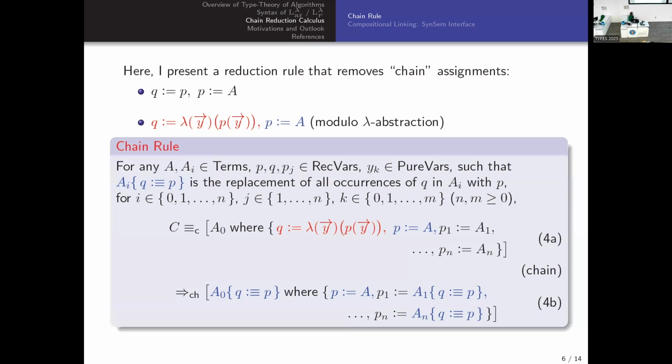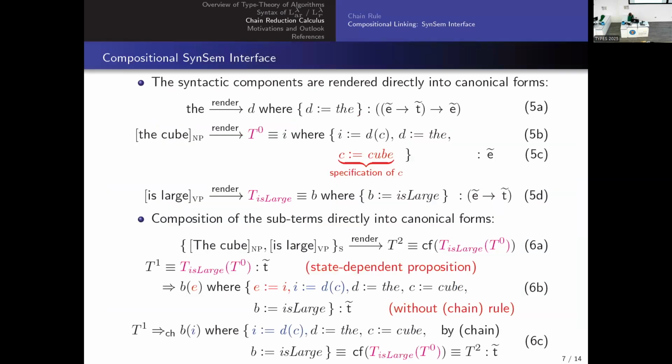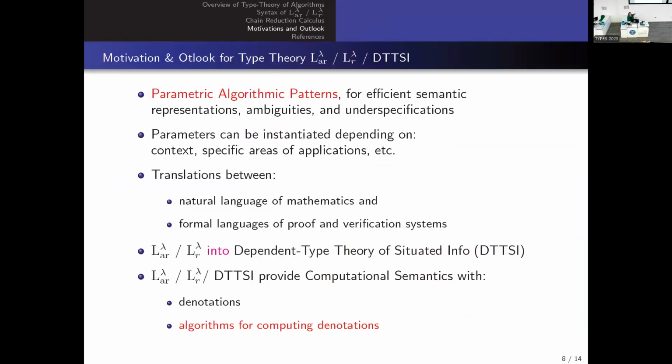So actually, it reminds you here of the eta reduction, but it's more complicated, although it looks like a very simple rule. So that's it. So now, this is the example. I'll come back to it if I have time.